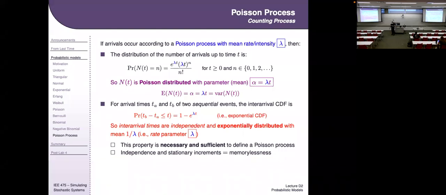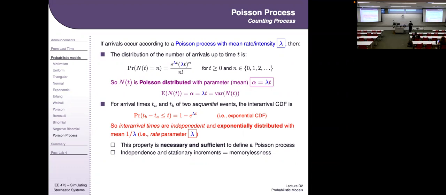All right, so this is something that in, say, 470, if and when you take 470, you'll talk a lot about Poisson processes and their interesting properties and all the crazy things you can do with them in queuing networks. But we just need to know about them because they're often used to model the arrival processes that we see in stochastic modeling. All right, so any questions about the Poisson process?